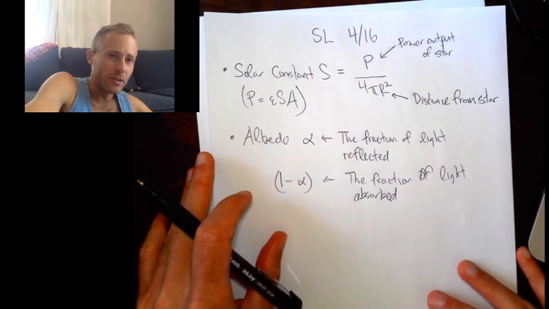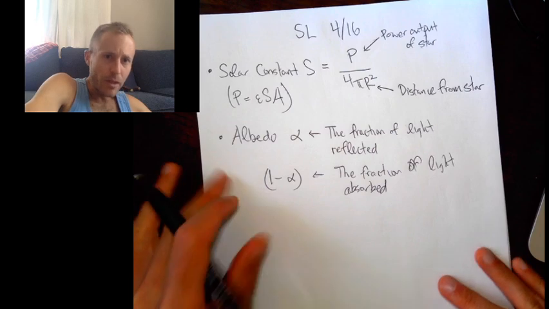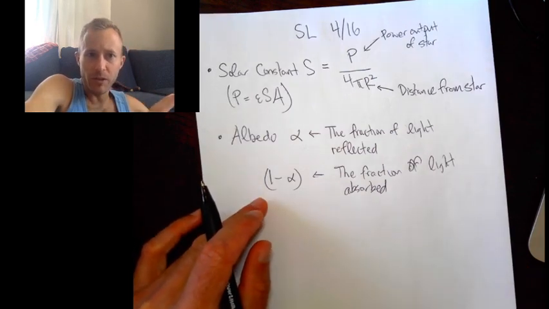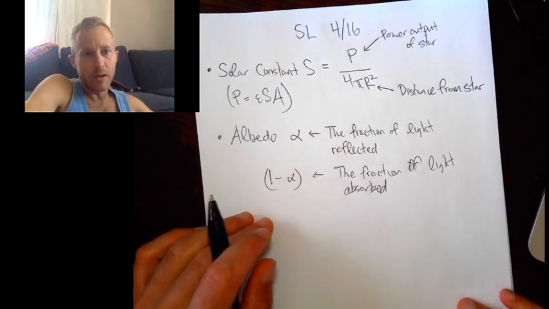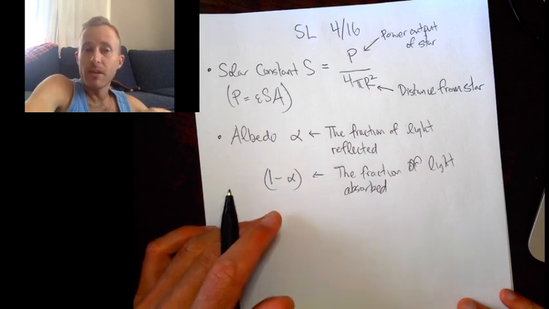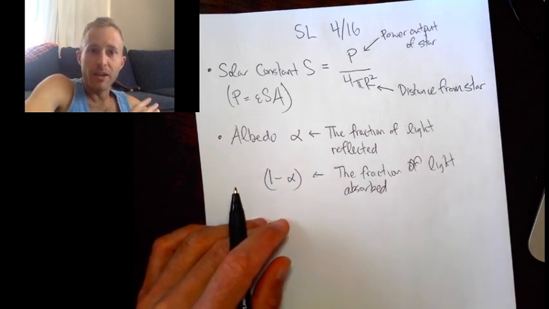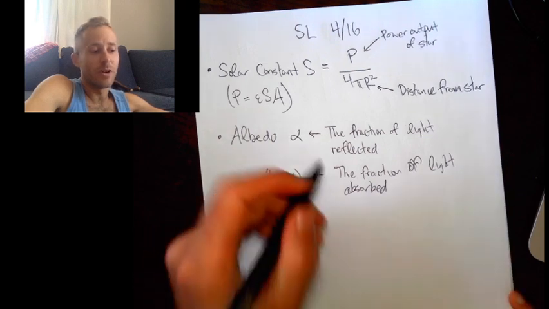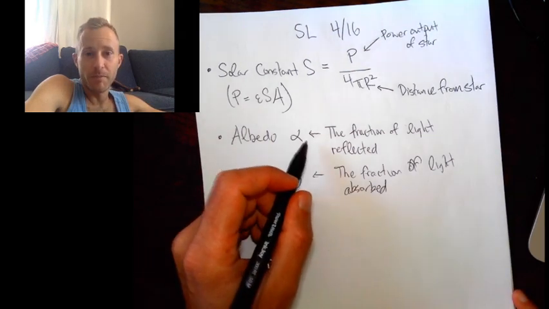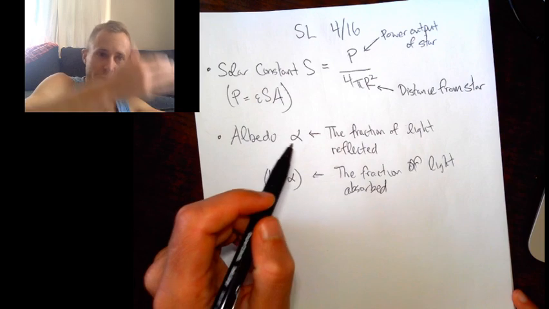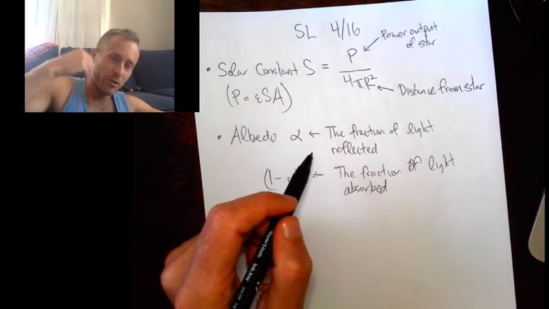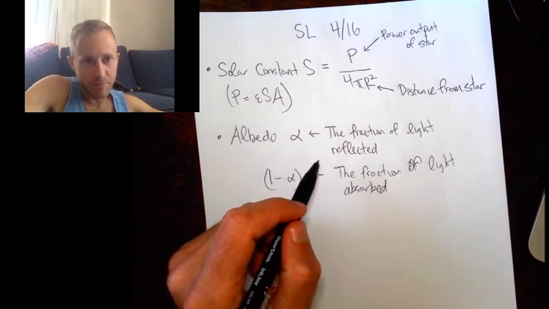Now, one of the things that is interesting is that different surfaces have different albedos. So, for example, snow has an albedo that is very large. It's very close to 1. Snow is a really good mirror, it's really good at reflecting sunlight.